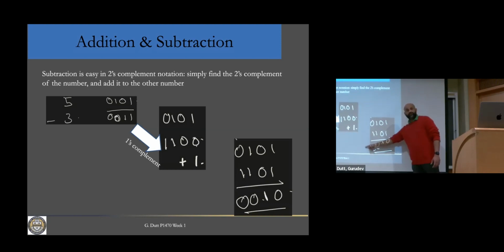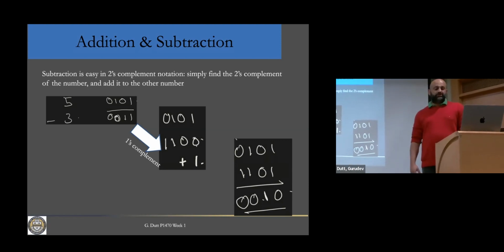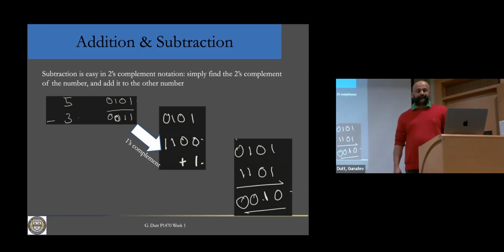And then there's a third, an overflow bit, 1, which we throw away in this 2's complement way of doing subtraction. So the overflow in 2's complement is always thrown away in this way of doing subtraction. And of course, the answer is no surprise.